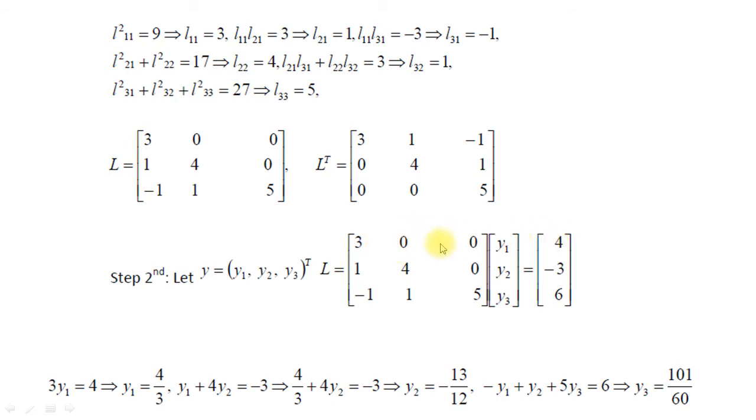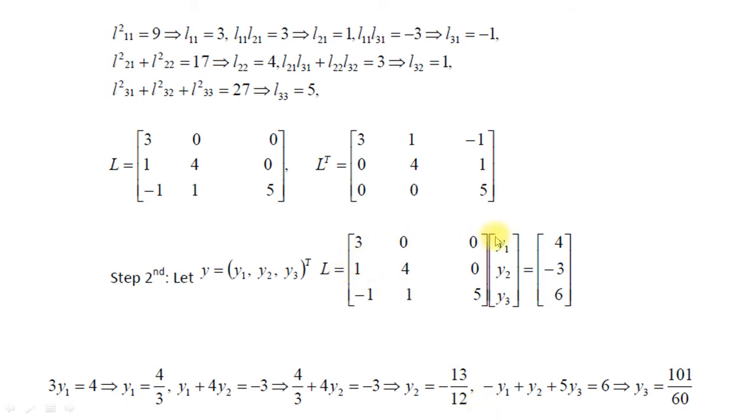Now multiplying these two matrices and writing the matrix in equation form, by forward substitution we obtain 3y1 is equal to 4, so y1 is equal to 4 by 3, and in the second equation y1 plus 4y2 is equal to minus 3. Now putting the value of y1, we obtain 4 by 3 plus 4y2 equals minus 3, and taking the LCM, after simplification we obtain y2 is equal to minus 13 by 12.